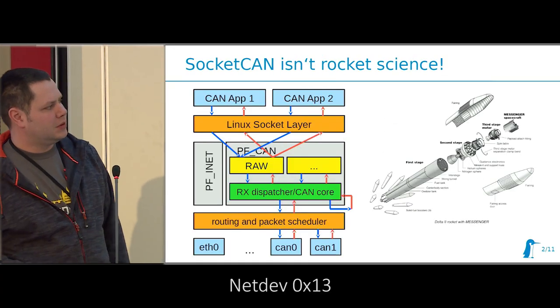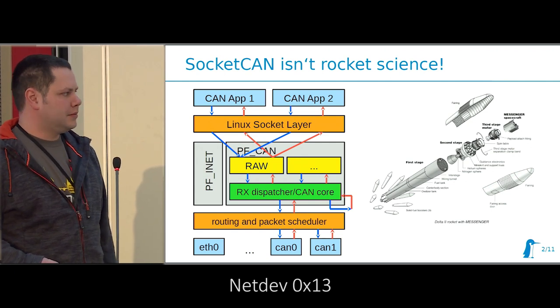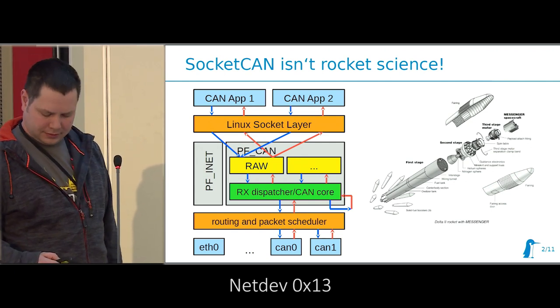So as everybody knows, between the protocol family, that's a gray blob, and the network hardware, that's below, like CAN 0, CAN 1, we have the packet scheduler and the routing. The routing we don't use at CAN because we don't have something like this, sorry, but the packet scheduler is there.